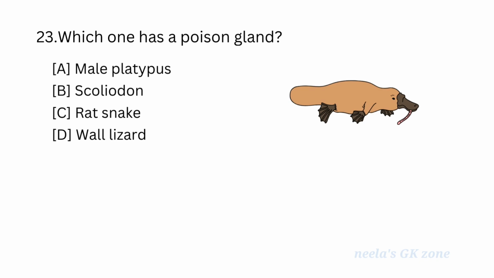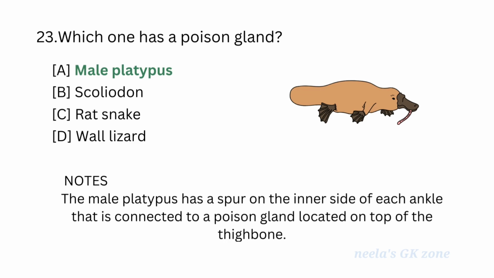Next question, which one has a poison gland? And the answer is male platypus. And the explanation is, the male platypus has a spur on the inside of each ankle that is connected to a poison gland located on the top of the thigh bone.